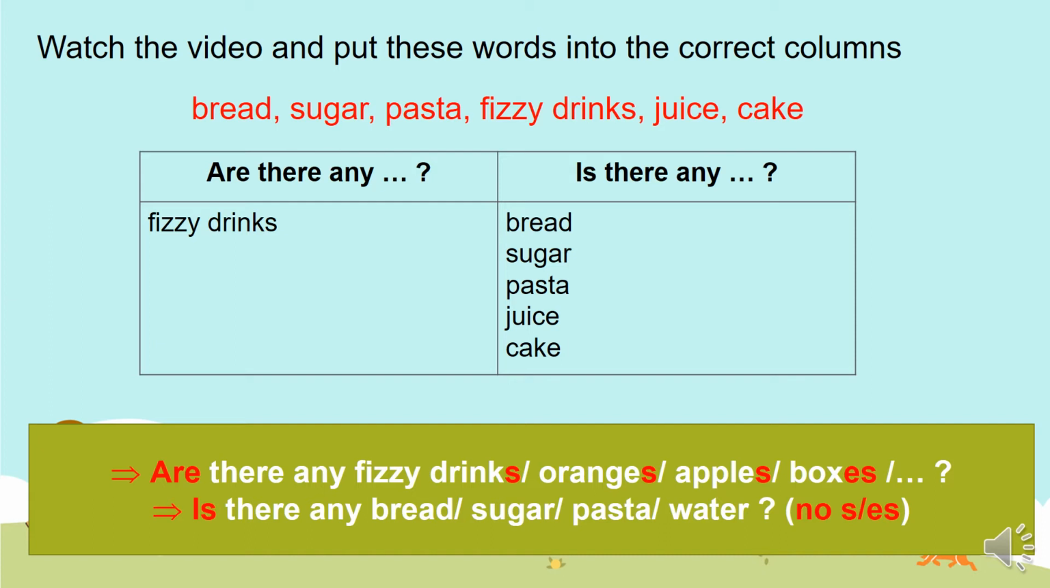Okay, you can see here. We may say, are there any fizzy drinks? Are there any oranges? Are there any apples? Are there any boxes? All these words have s and es. It means that we can count them. I have 1, 2, 3, 4 oranges, or I have 2 apples. We can count the number of apples or oranges that we have. And with "is there any," we will go with uncountable nouns. It means that we cannot put s or es after this word because we cannot count water. We also cannot count sugar or bread.